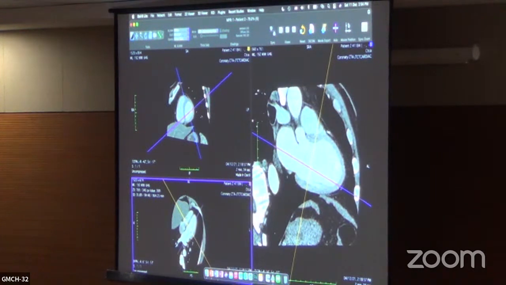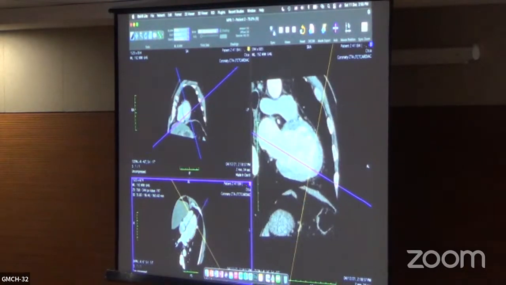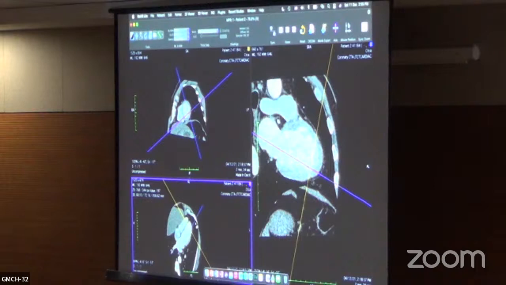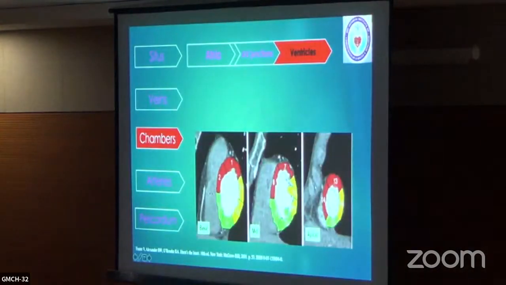So from the annulus till the tips of the papillary muscle, that's the basal segments. Okay, so from the tips of the papillary muscle till where the papillary muscle inserts, that is the mid part of the left ventricular cavity, and distal to that, it becomes the apical part. Okay, so this is the basal segment, this is the mid segment, this is the apical segment.